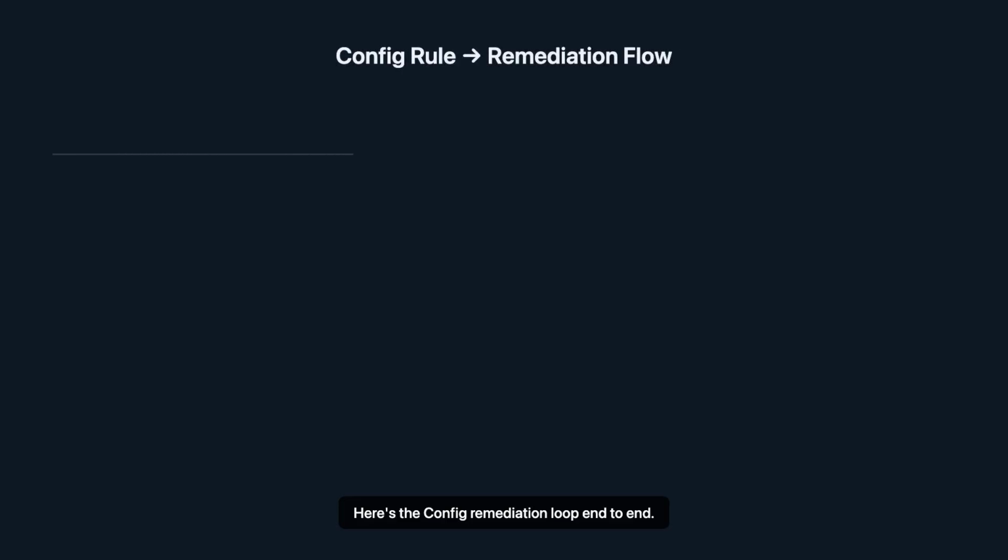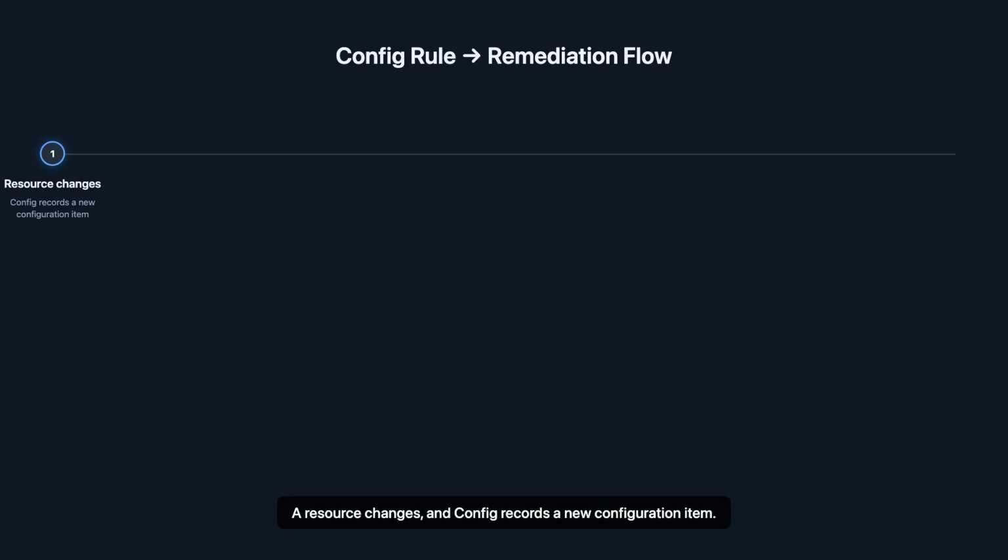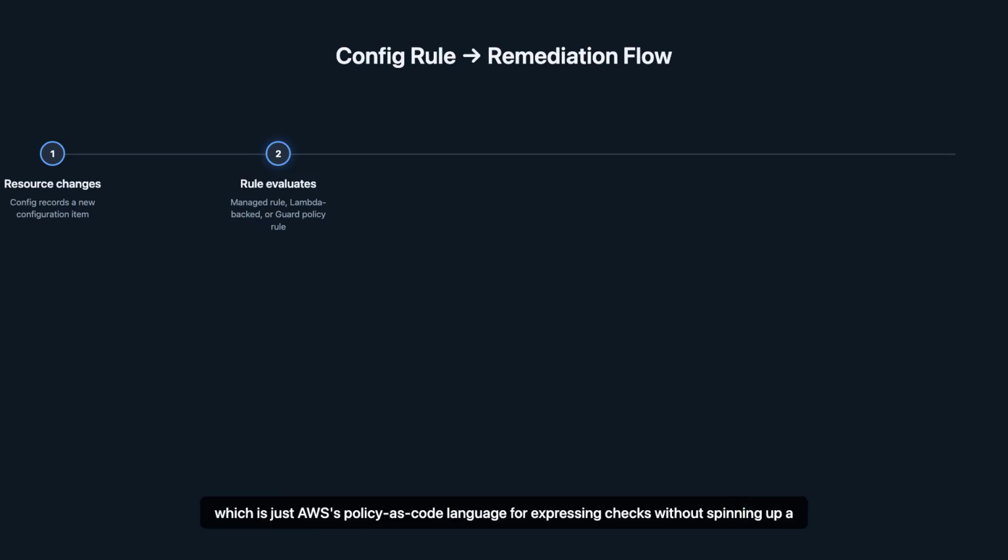Here's the Config remediation loop end to end. A resource changes, and Config records a new configuration item. The rule evaluates that item, either a managed rule from Amazon Web Services or a custom rule you write as a Lambda function or as a Guard policy, which is just Amazon Web Services policy as code language for expressing checks without spinning up a Lambda.